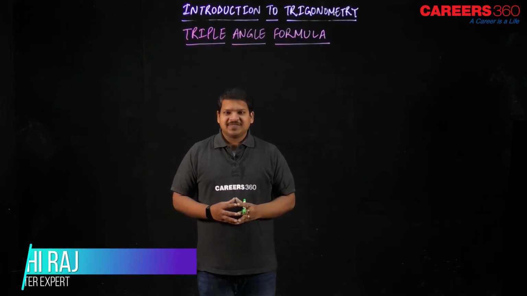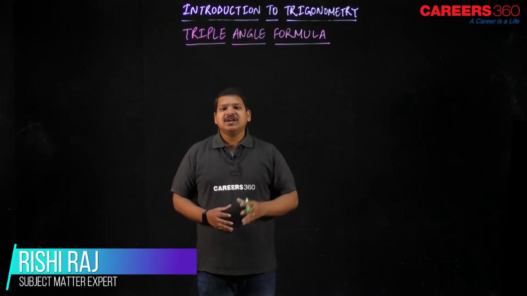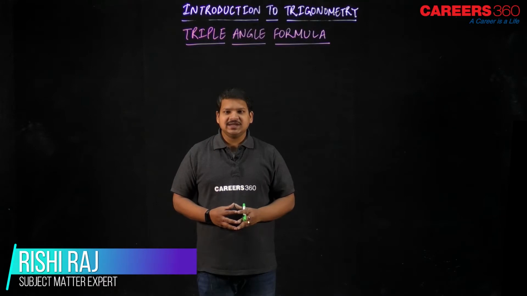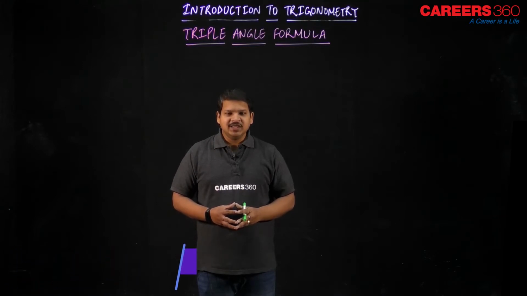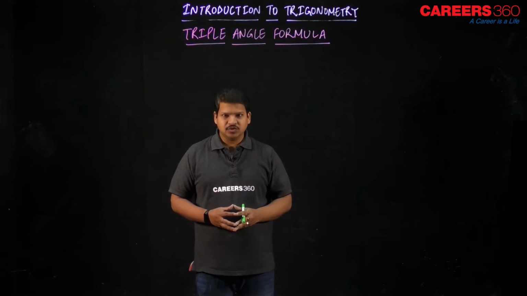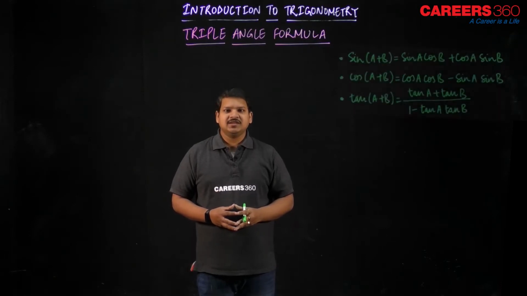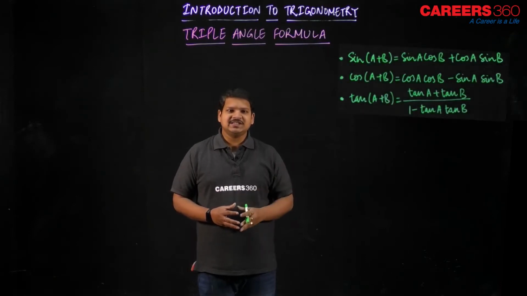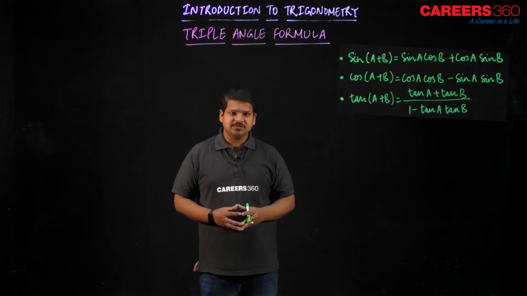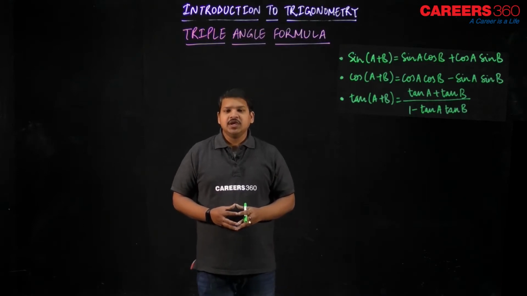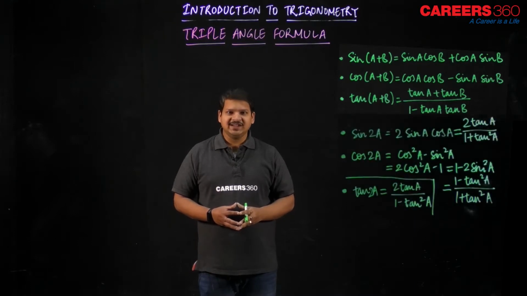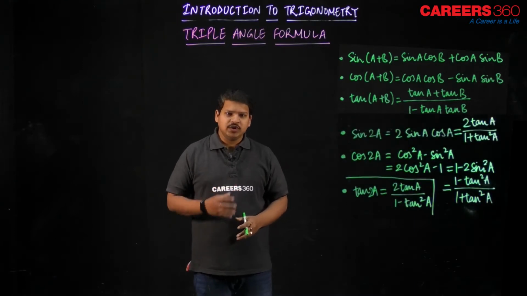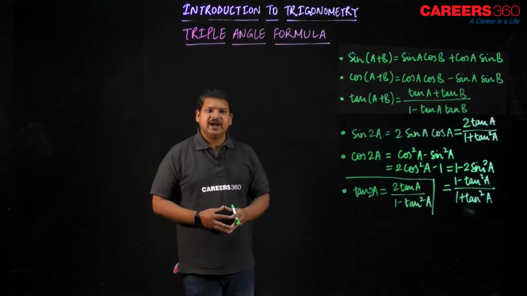Welcome back everyone. So here we are with our new topic, that is triple angle formula. In the previous sessions we have learned the compound angle formulas, that is sin A plus B, cos A plus B and tan A plus B. We have also learned about double angle formulas, and that is sin 2A, cos 2A and tan 2A.